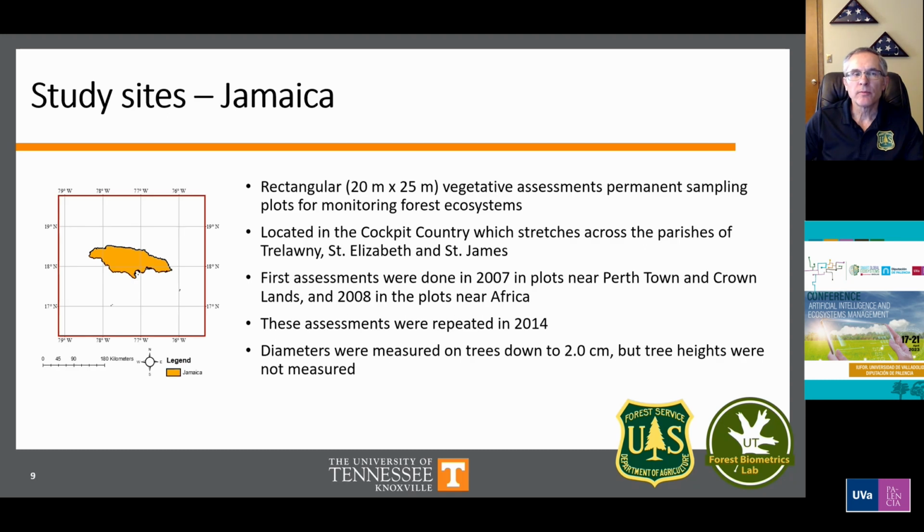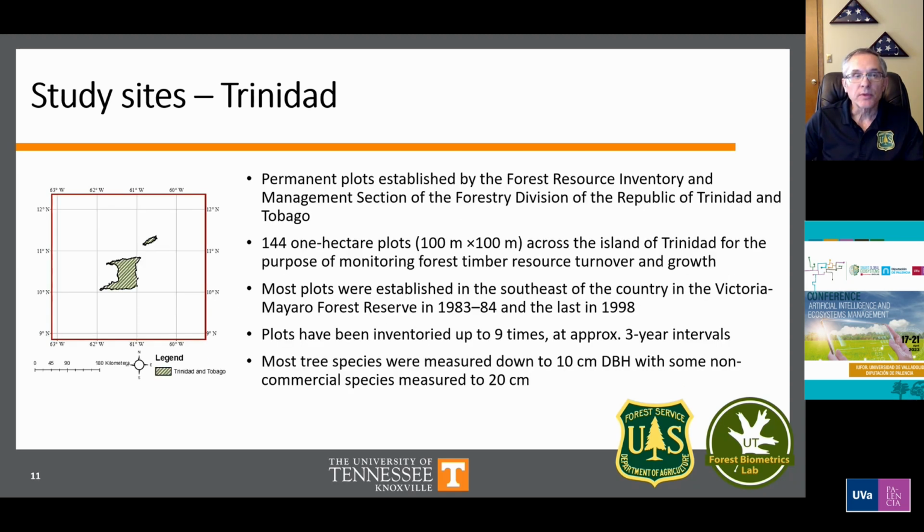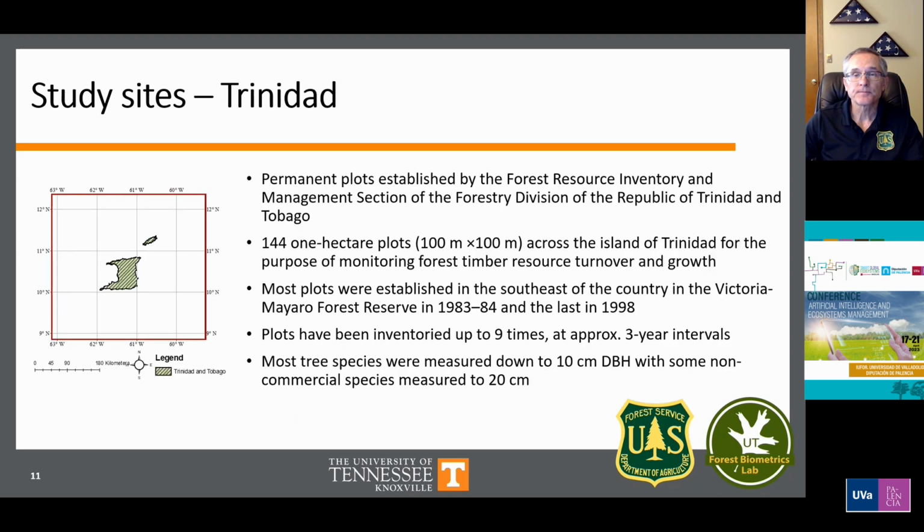I will skip over the Jamaica study sites because we don't use that data in this current effort. In Puerto Rico, oh, I'm sorry, I jumped ahead one too many. In Puerto Rico and the U.S. Virgin Islands, we're drawing data from an island-wide systematic sampling grid of permanent plots. We have 4 remeasurements in Puerto Rico and 3 in the U.S. Virgin Islands. All trees down to 12.7, I'm sorry, really down to 2.5 centimeters were measured on these plots and subplots. And we flagged trees that were damaged by hurricanes, an important point for later.